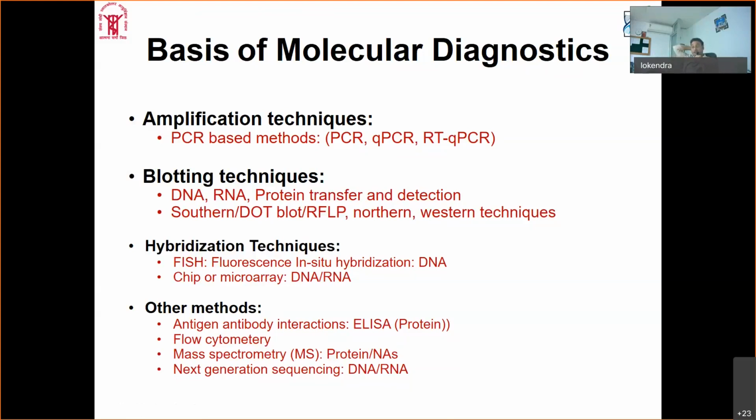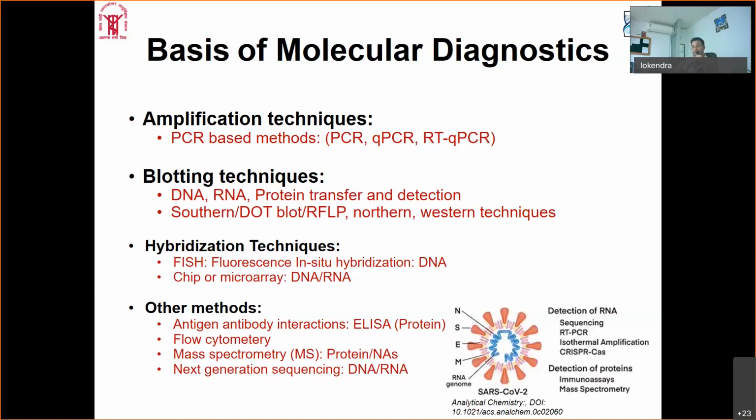Mass spectrometry again can be used for determining protein or nucleic acids. And NGS is one of the most advanced methods that can give a lot of information about the genome and the gene expression as well as various changes in the genome altogether. So if I have to combine all these things, I can give you a good example of the SARS COVID-19. That is very hot nowadays, that everybody is working on this COVID-19 one way or another.